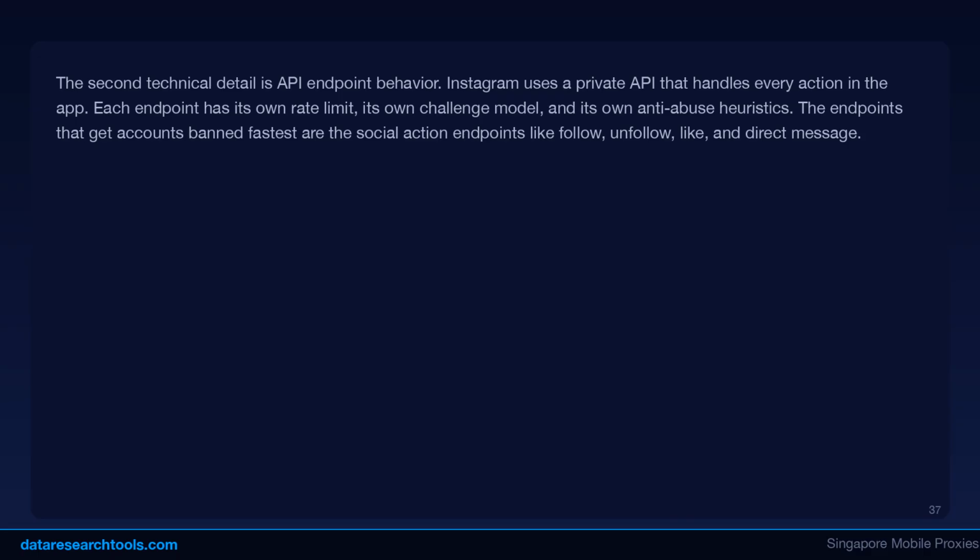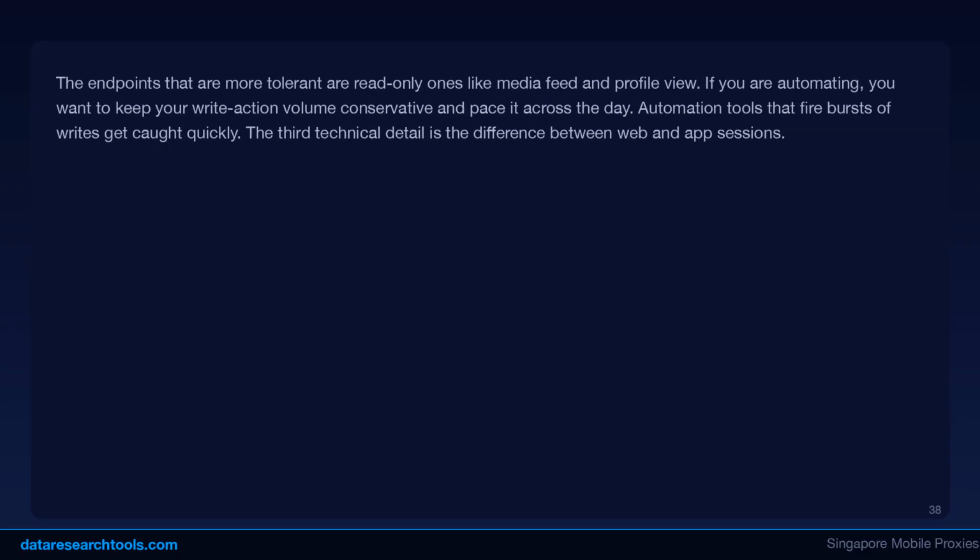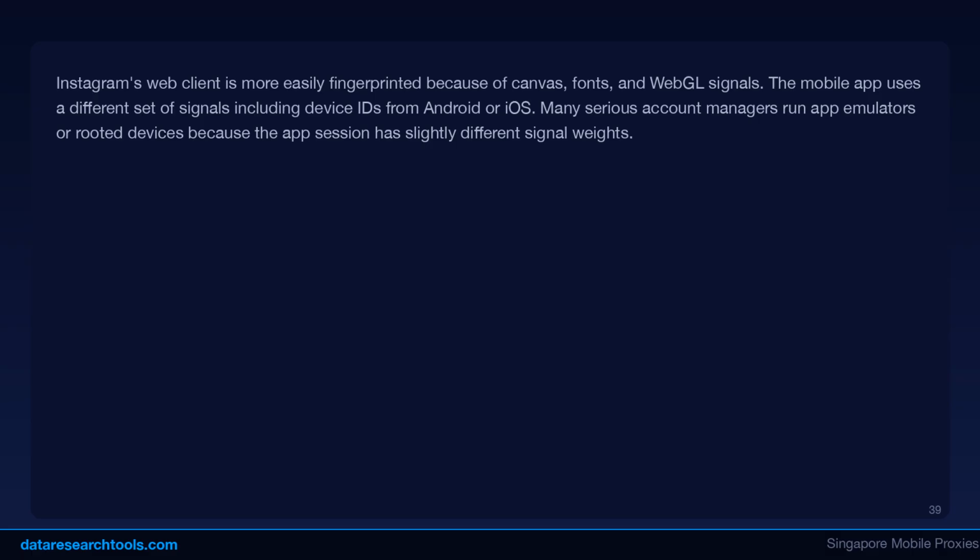The way to defeat this is to break the association graph. Each account needs a unique device fingerprint via the anti-detect browser, a unique mobile IP via your sticky session per port, unique recovery details where possible, and behavioral diversity. If you bulk create accounts from a template, you build the graph yourself and hand it to Instagram on a plate. The second technical detail is API endpoint behavior.